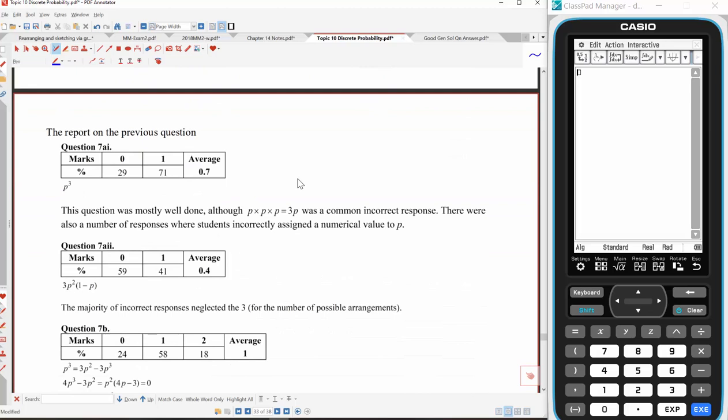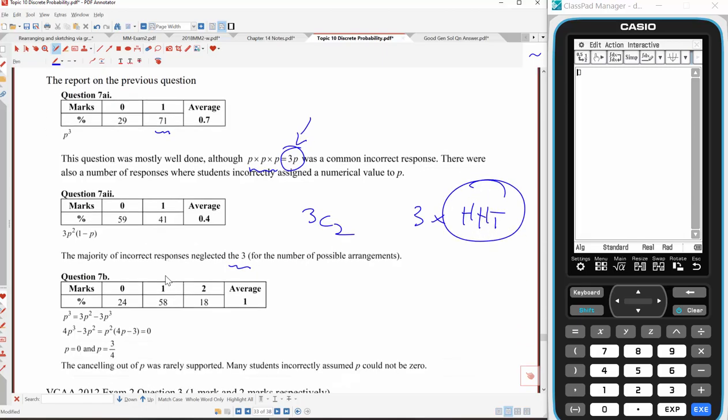So if you have a look at the report on the previous question, most students in the state got that first one right. Geez, wouldn't you kick yourself over that mistake there? So many students did P times P times P is 3P. You understood it, couldn't do the algebra. All right, so this one here, most students neglected the 3 for the possible arrangement. So 3 choose 2 gave us the 3 lots of head, head, tail, or the variations of that particular configuration.